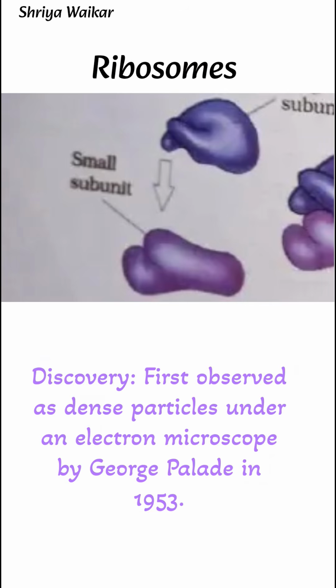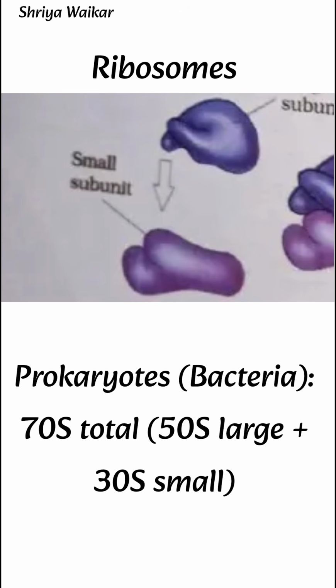Now here we can see the ribosome. They are a granular structure which was first observed under the electron microscope as a dense particle by George Palade in 1953. They are composed of RNA, that is ribonucleic acid, and protein, and they are not surrounded by any membrane. The eukaryotic ribosomes are 80S while the prokaryotic ribosomes are 70S.